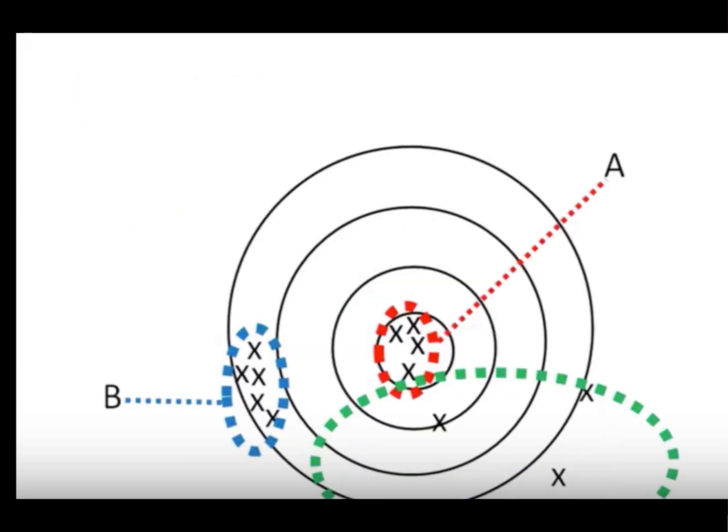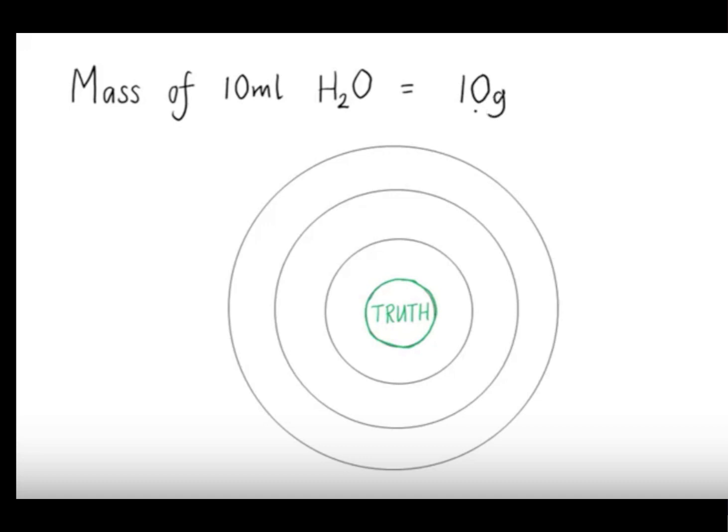To understand this better, let's take a look at this analogy. Let's say that each of these little crosses is a measurement about something. In the background, you can see a target. We have the bull's eye in the middle. The bull's eye, the center of the target, is representing the truth about the thing we were measuring. So let's say we were trying to measure what is the mass of 10 milliliters of water. Let's say that the answer, 10 grams, is represented by the bullseye. So if we take a measurement and we get our answer 10 grams, we're right.